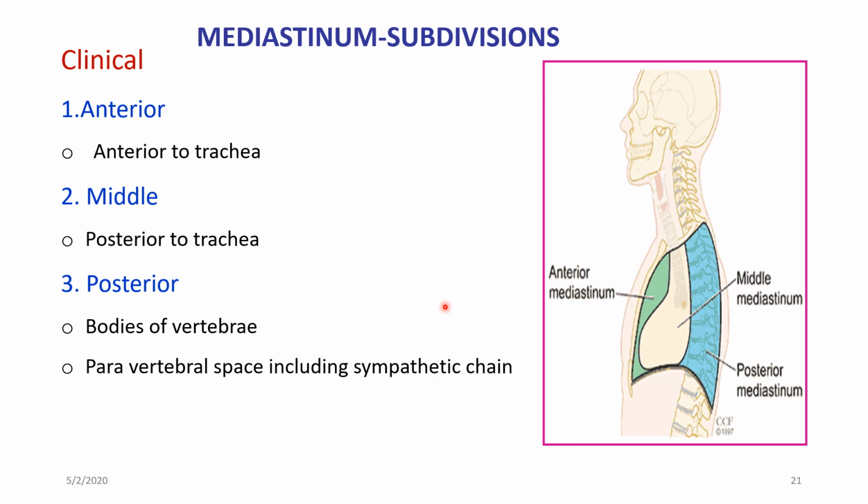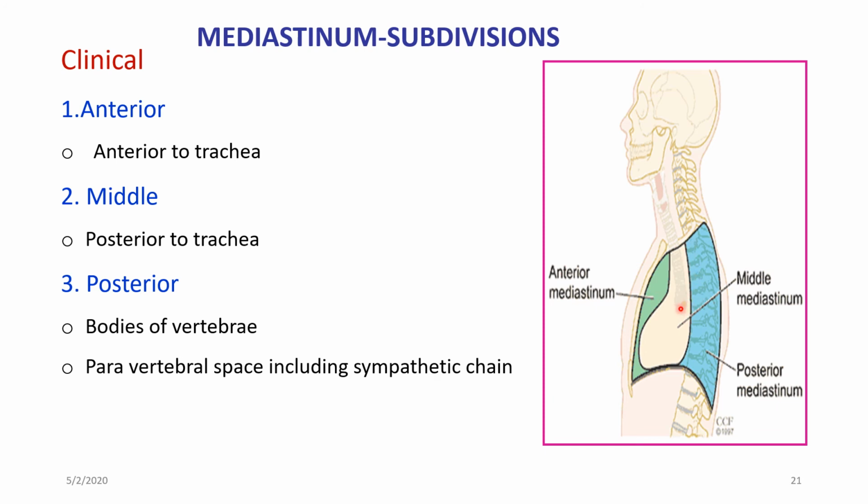We have seen what is anatomical mediastinum. The clinicians use a different method of subdivision of the mediastinum. They divide it into anterior, middle and posterior. No subdivision into superior, inferior and its further subdivisions, as we have learnt in the anatomy. So the anterior mediastinum is anterior to trachea.